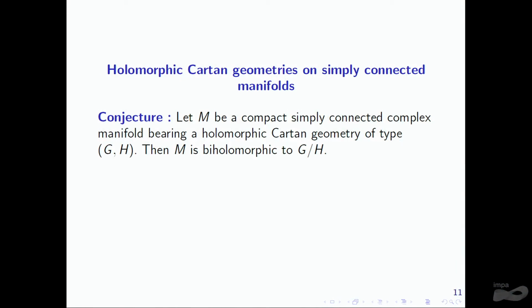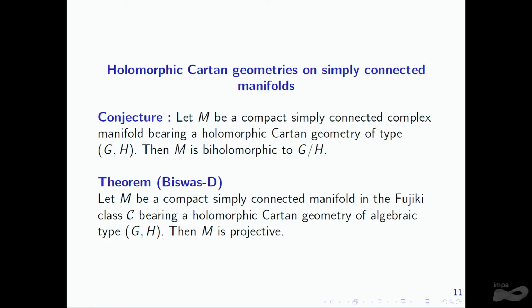So I give you some results going in this direction. The first one is you assume the manifold is Kähler. It's slightly more general: it suffices to be bimeromorphic to a Kähler manifold, to be in the Fujiki class C. And you assume your Cartan geometry is algebraic, for example, G over H is a rational manifold. Then the manifold must be projective. And this is somehow an infinitesimal version of the Borel-Remmert theorem.